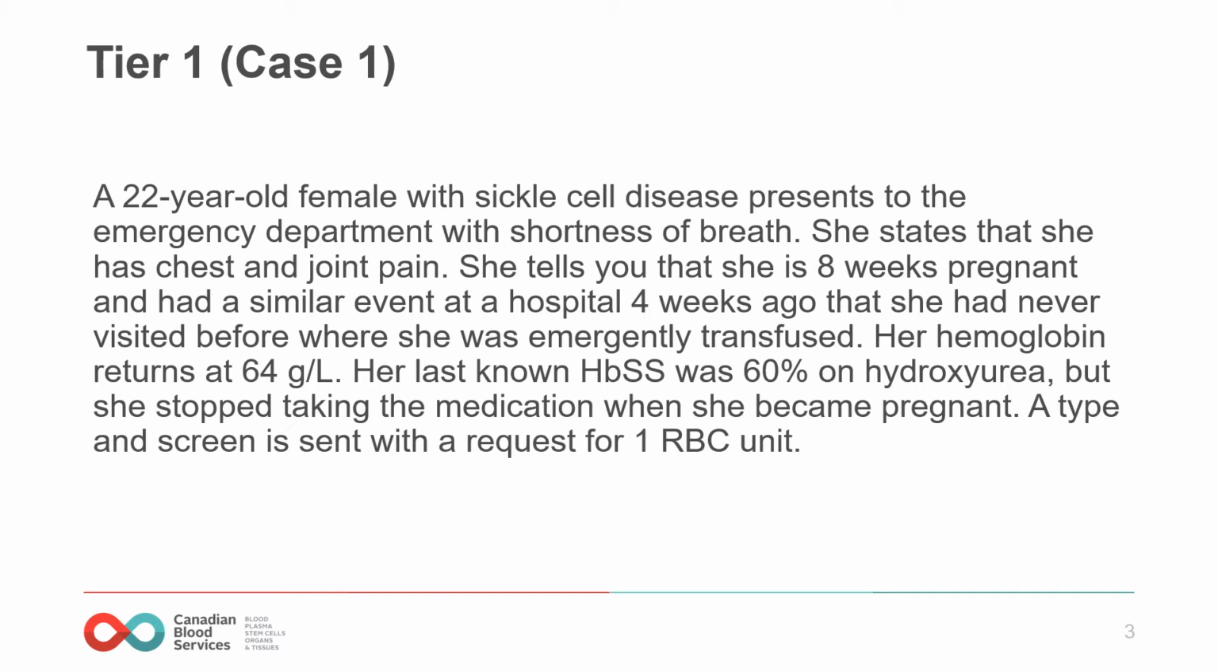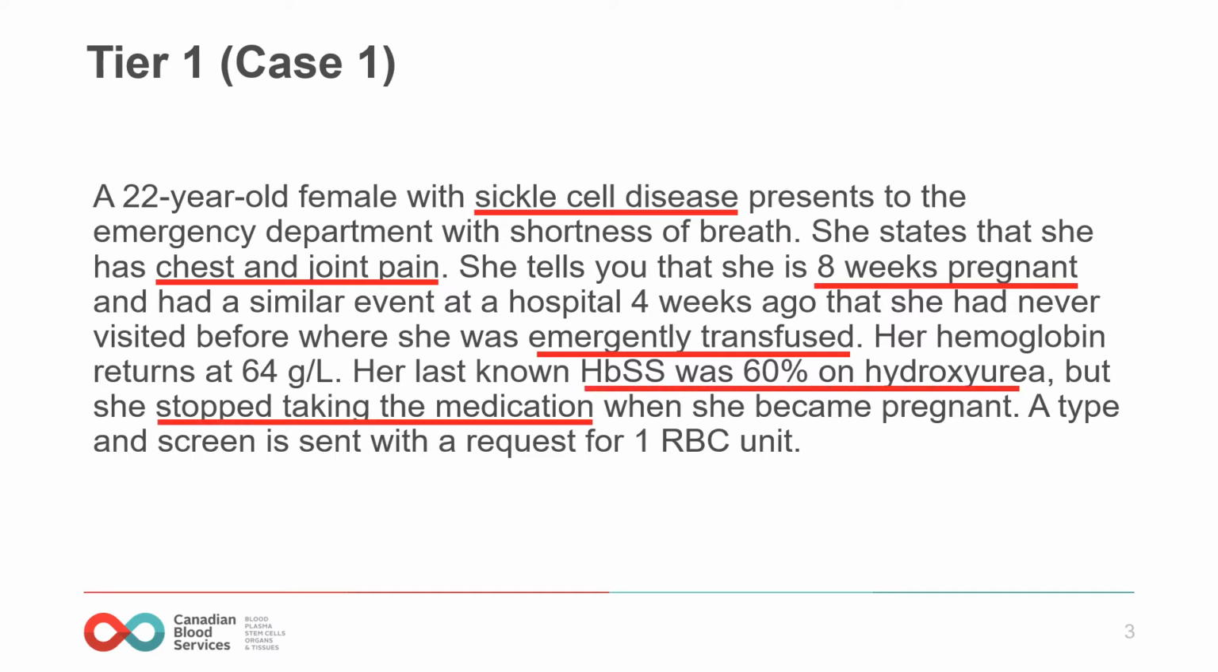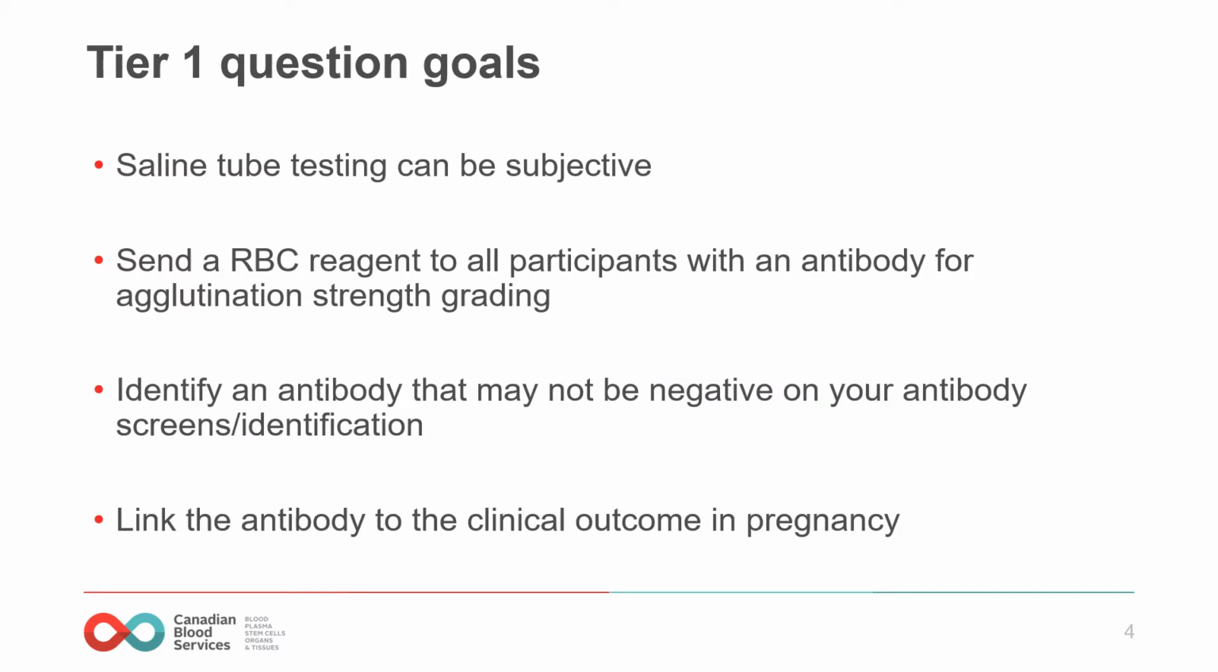So the important things in this case are sickle cell disease, chest pain and joint pain. She's 8 weeks pregnant, emergently transfused, and the HBSS could be even higher because she stopped taking the medication.